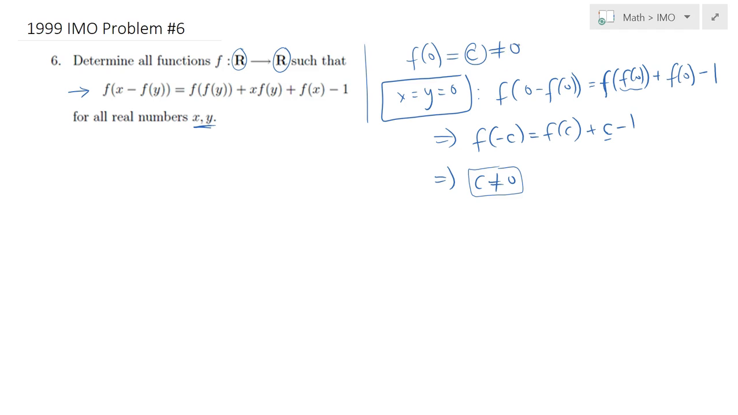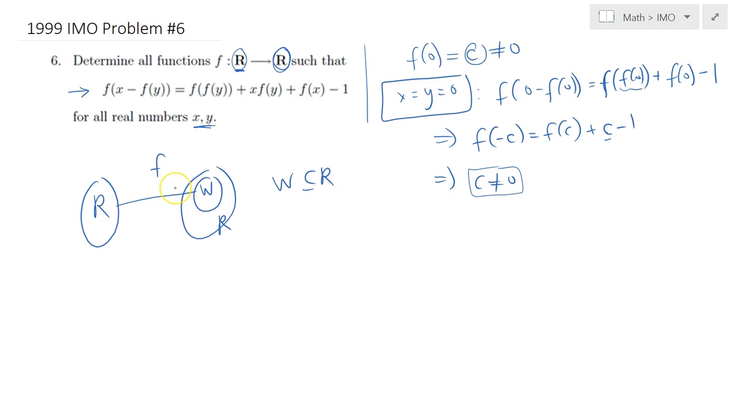And now consider the following. We know that f maps all real numbers into the set R. Let's assume that the function f will take the set R and map it onto W, which is a subset of R. So W being a subset of R is the range of our function. So let w be in W, which is basically the range of f, f of R.